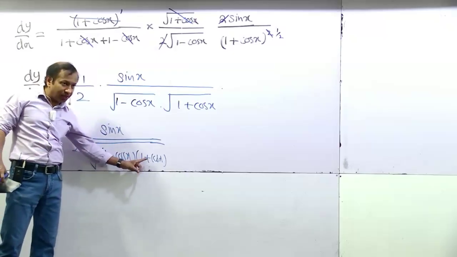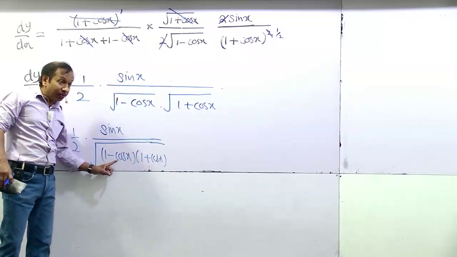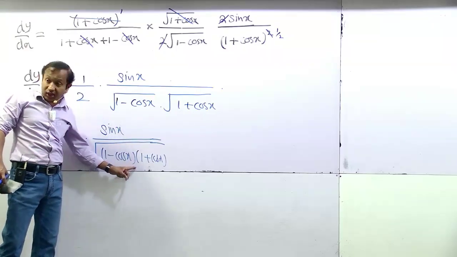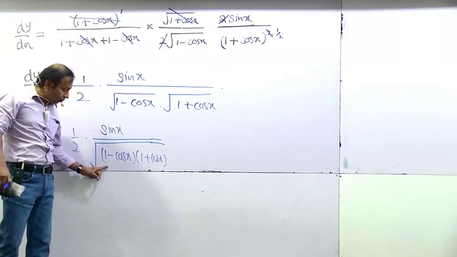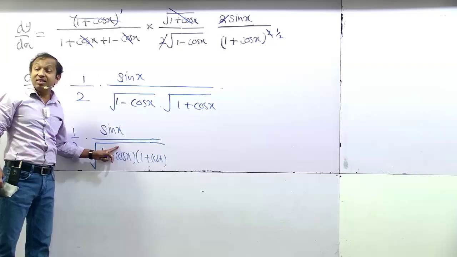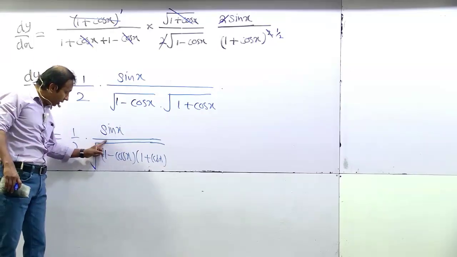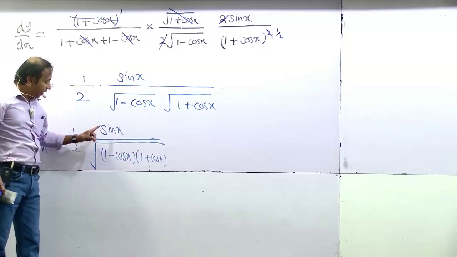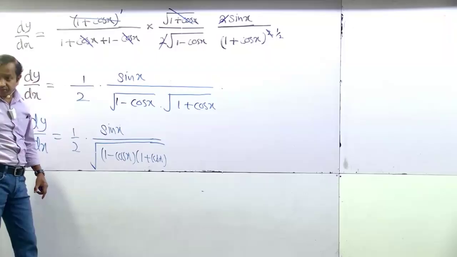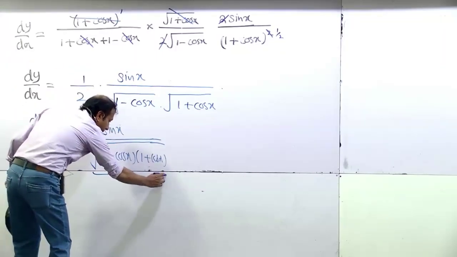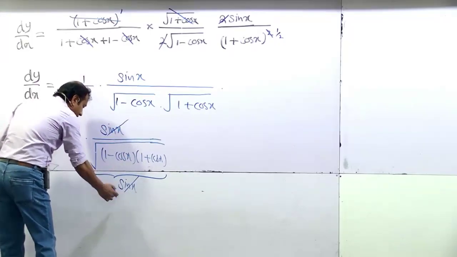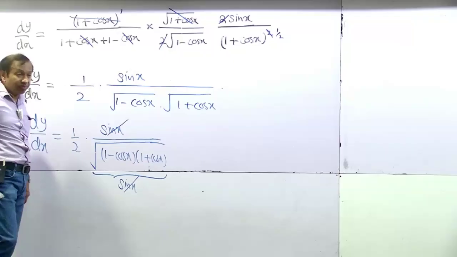1 minus cos x into 1 plus cos x, what is that? 1 minus cos squared x inside the root sign. What is 1 minus cos squared x? Sin squared x. Now inside the root sign we have sin squared x, root. What? Sin x. Then this is completely sin x. That sin x and this sin x we can cancel out. So clear? Yes. This 2 you can cancel down. What's the answer? Answer is half. dy by dx is half.